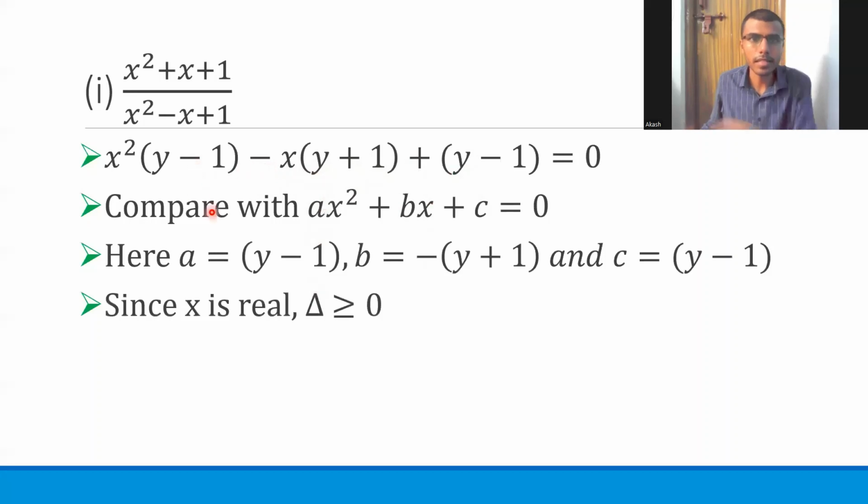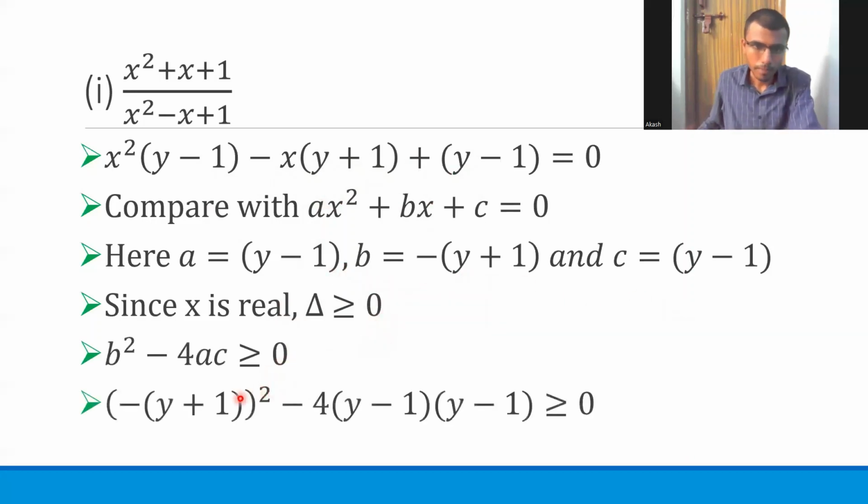And now, since x is real, the discriminant for this equation is going to be greater than or equal to 0. What is the discriminant? b square minus 4ac. So b square minus 4ac is greater than or equal to 0. We already know our a, b, c. Just substitute them. Minus of y plus 1 whole square minus 4 into y minus 1 into y minus 1 should be greater than or equal to 0. Now we need to solve this to get the range for y, which is nothing but our range for this expression, x square plus x plus 1 by x square minus x plus 1. If we get the range for y, it is as good as our question is done.